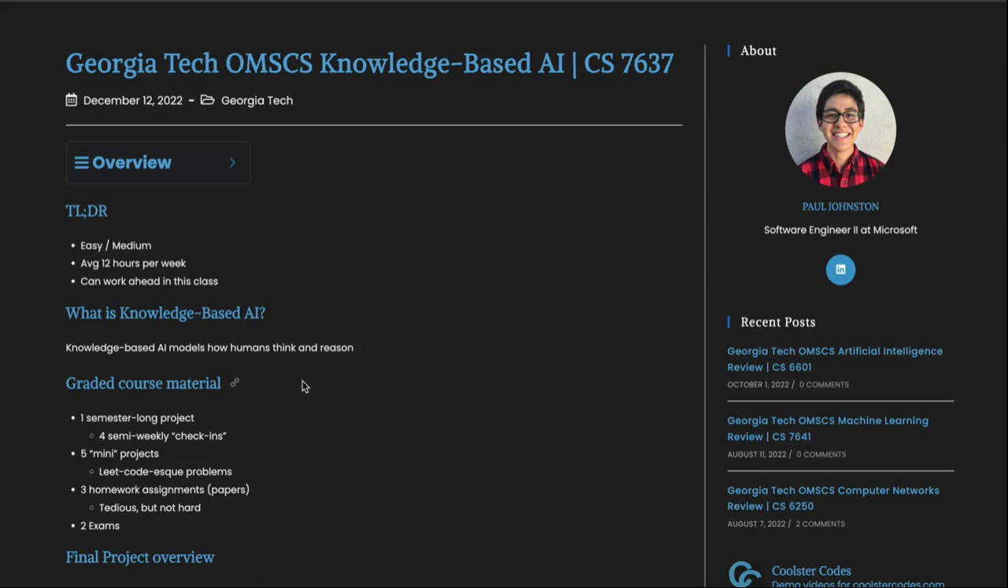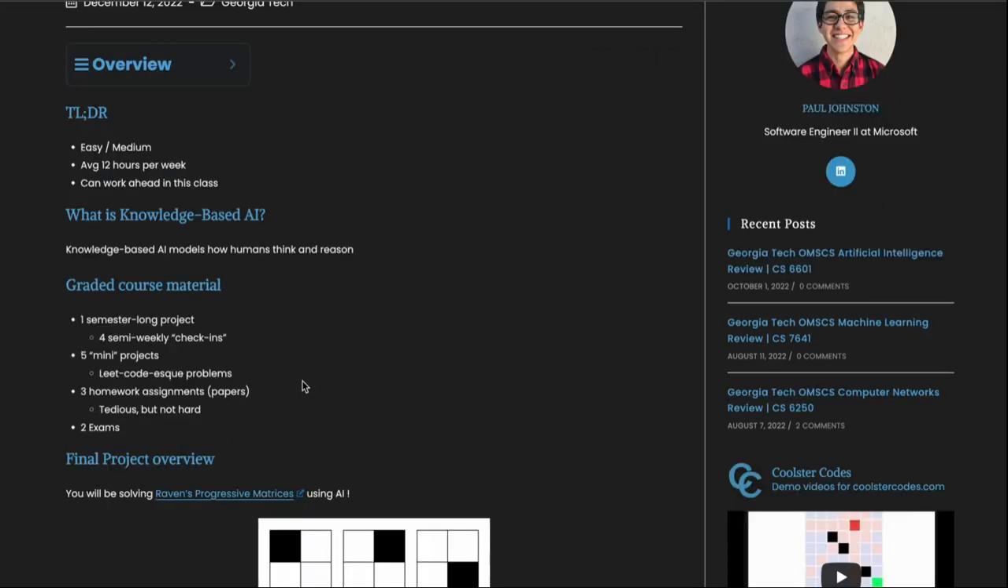which doesn't mean they'll do everything logically exactly every time, but it at least helps us understand how humans think in the first place. Graded course material for this class is one semester long project with some weekly check-ins, 5 mini projects that are LeetCode style, 3 written homework assignments that are a bit tedious but not difficult, and 2 exams.